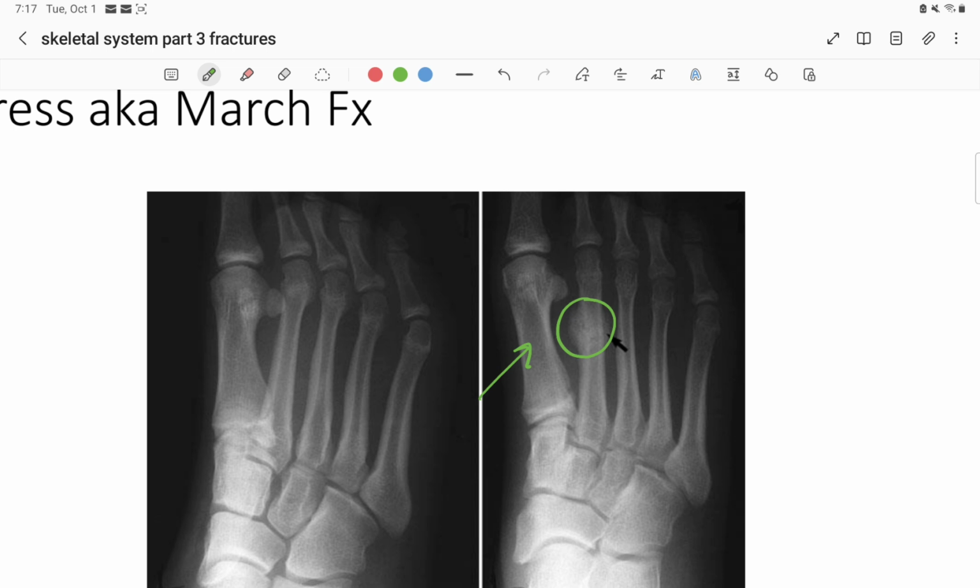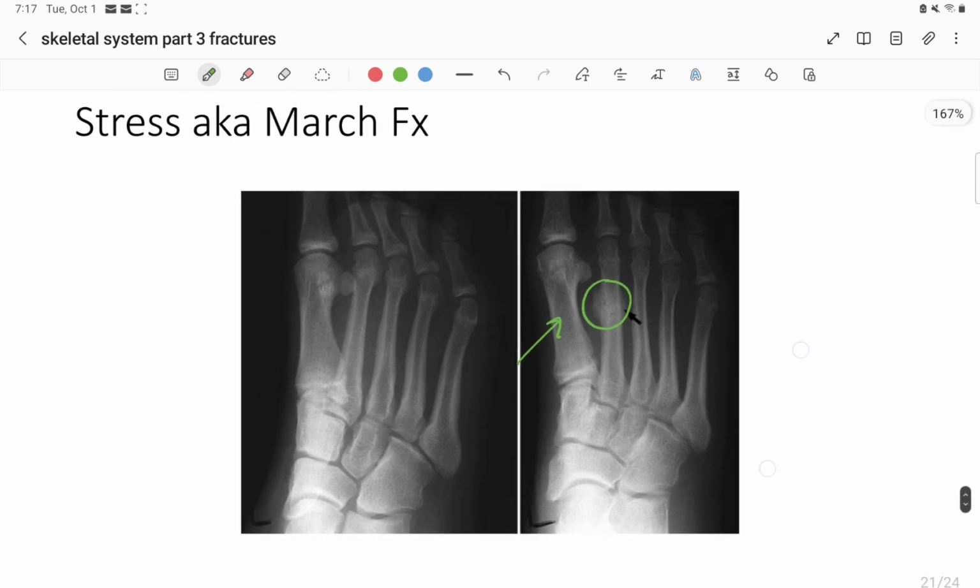So in this case, the person was training for this 10K, and their foot started hurting with all the training that they were doing. They started walking with a limp, kept pushing through it, and now their foot is swollen, hurts, and that kind of thing. And so you get an x-ray, and it's like, oh, you have a stress fracture.